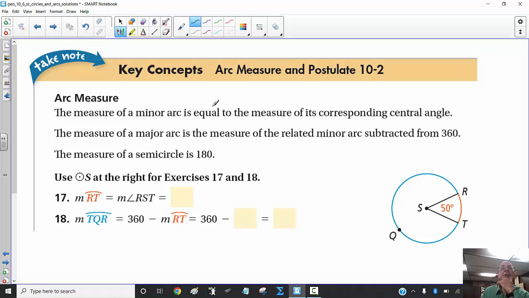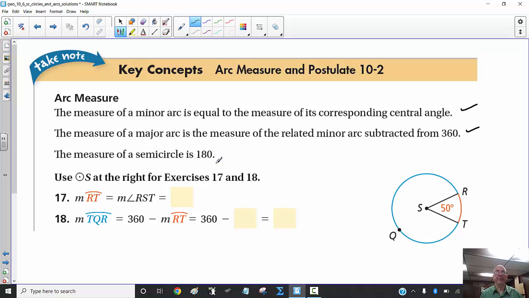The measure of an arc is equal to the measure of its corresponding central angle. Yes, I already described that. So the measure of a major arc is 360 minus the measure of the related angle, right? Because you're going a long way around. And the measure of a semicircle obviously is half of a circle, 180.